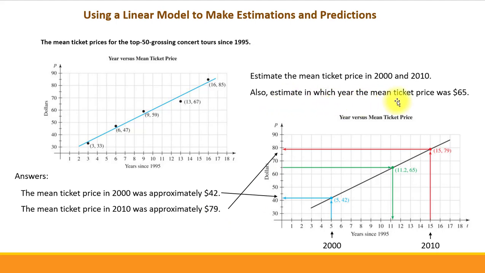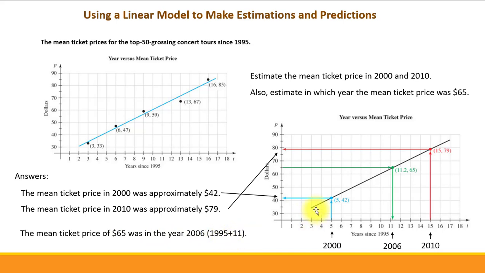We need to estimate in which year the mean ticket price was $65. In this case, we do have the price, but we need to find the year. So we're going to start on the vertical axis, the one that describes the prices. This time we have to simply find 65 on that number line. Here it is. Project that to the linear model and then see what the corresponding x-coordinate is. So it's about 11.2. So let's just say 11, since this represents the number of years since 1995, so we're going to round down. Okay, if this is 11 years since 1995, then the mean ticket price of $65 was in the year 2006, which is 1995 plus 11.